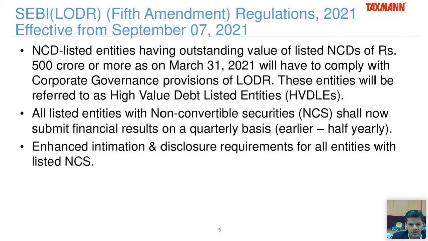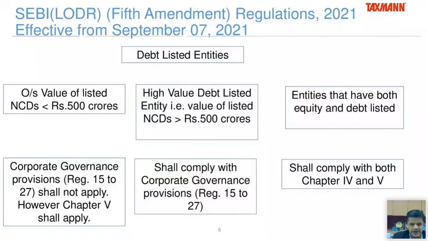All listed entities with non-convertible securities shall now submit financial results on a quarterly basis. While there is a distinction with regards to corporate governance amongst debt listed companies, as high value or other than high value, for the quarterly financial reporting requirements there is no distinction, and all debt listed entities having non-convertible securities are now required to furnish their financial results on a quarterly basis. Plus, there are certain enhanced intimation and disclosure requirements for entities with listed non-convertible securities. So these are broadly the changes that have been introduced.